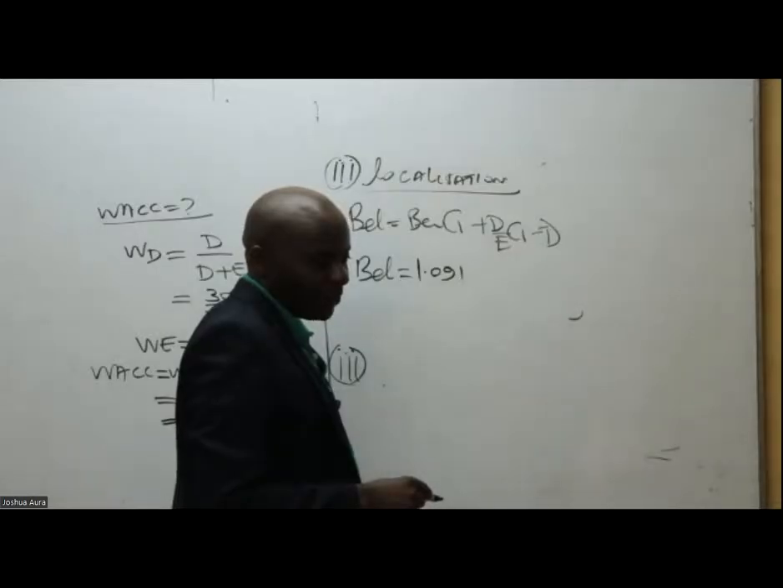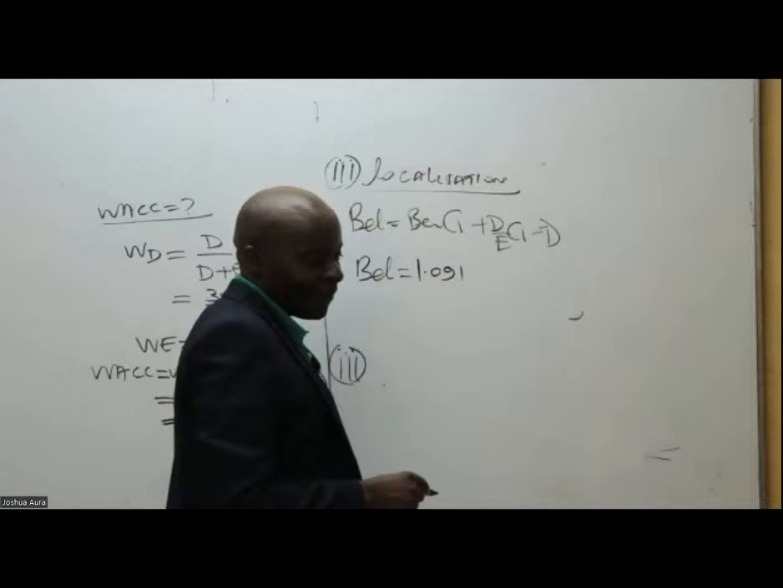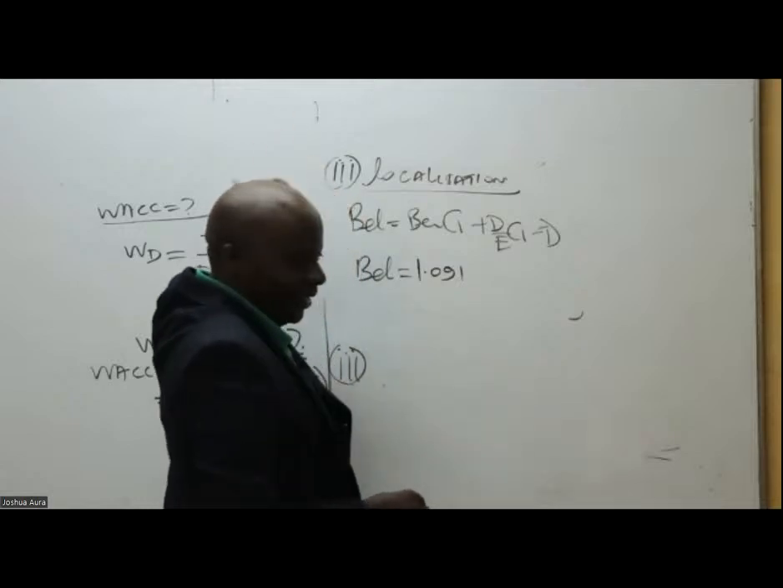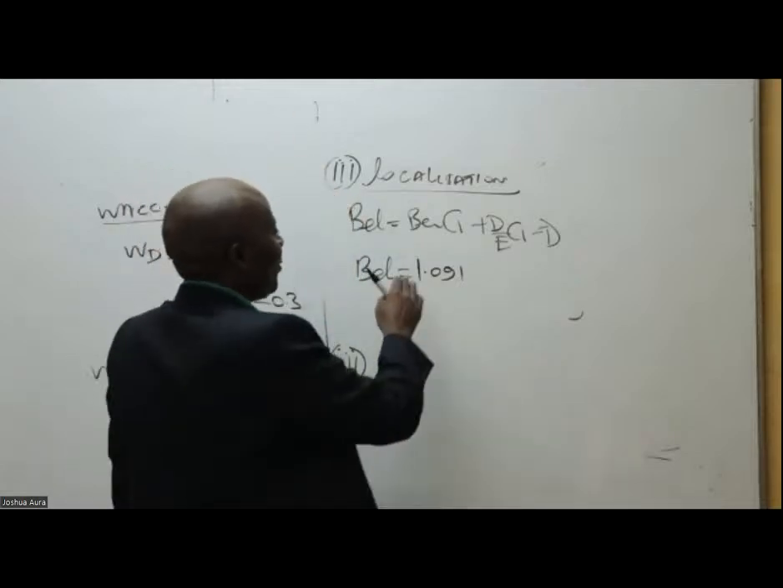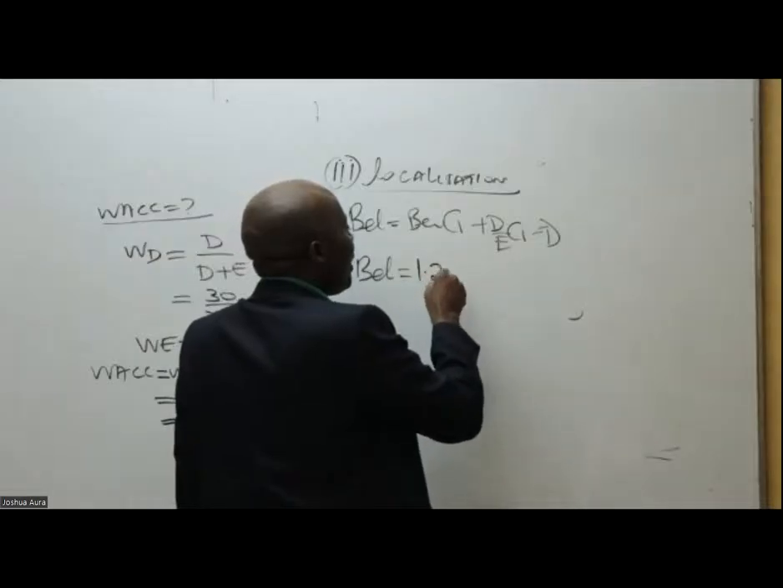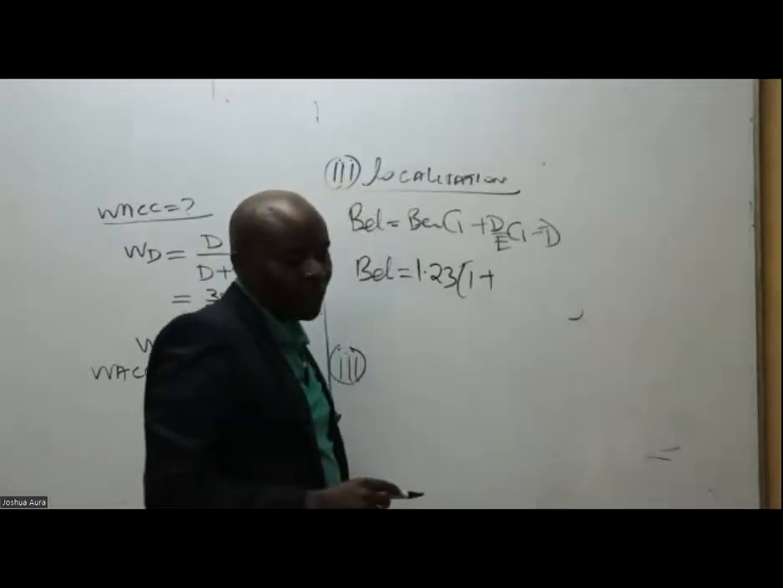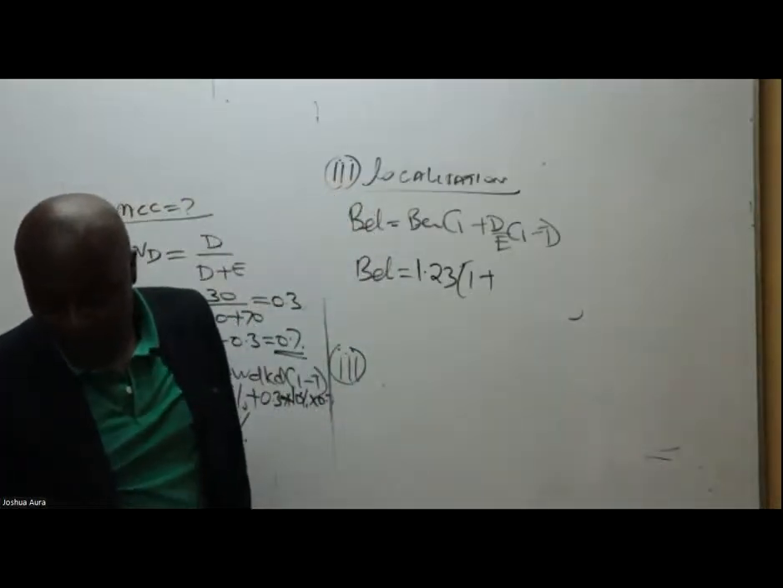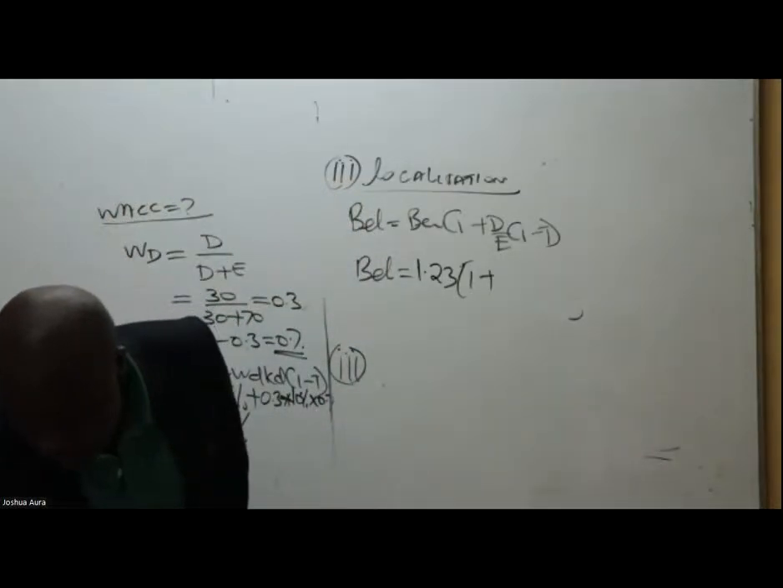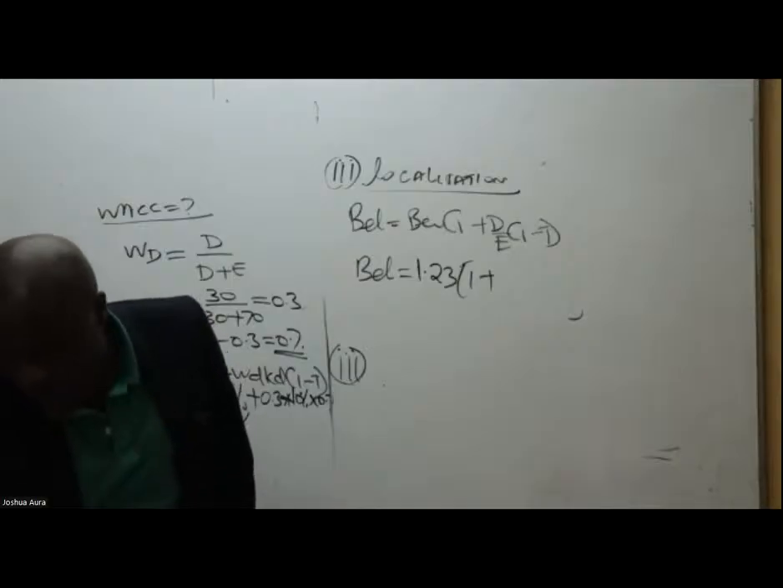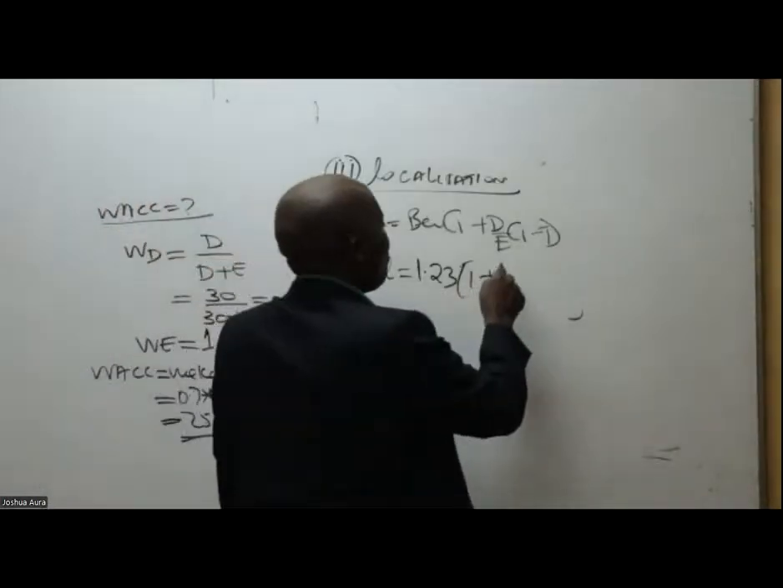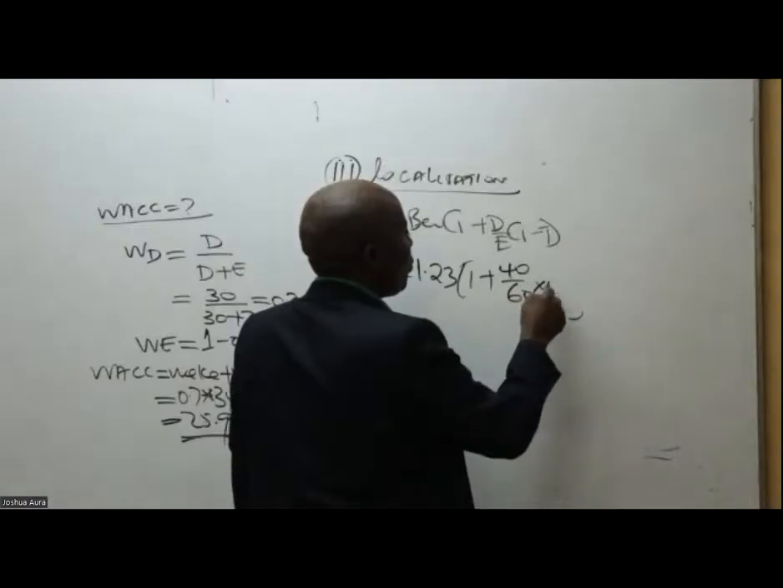What is our BEL? The one that we got up there was 1.23 into 1 plus debt over equity. They have given us the debt percentage as 40, 60. So plus 40 over 60 times 0.7.